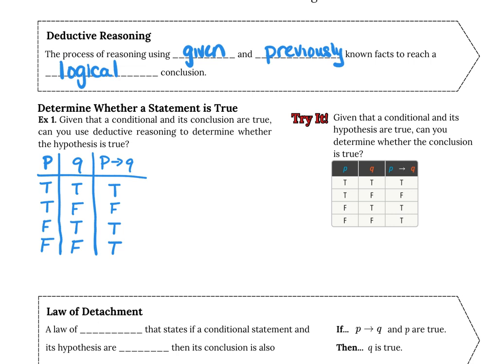They are telling us that the conditional and the conclusion are true. We want to figure out if our hypothesis is true. So I want to look at all of the scenarios where my conditional and my conclusion are both true. So my conditional and conclusion are both true in that situation and in this situation. Okay. So we need to figure out if our hypothesis is true if both of those pieces are true. Well, we have here that the hypothesis is false, so we cannot prove that the hypothesis is true.